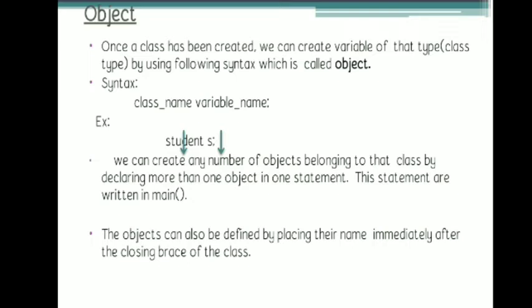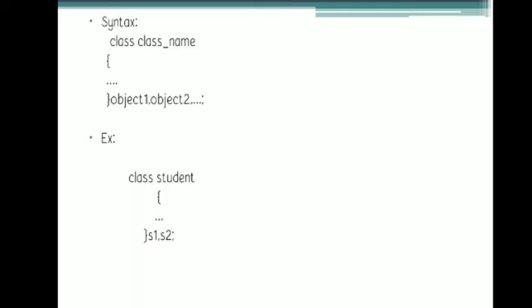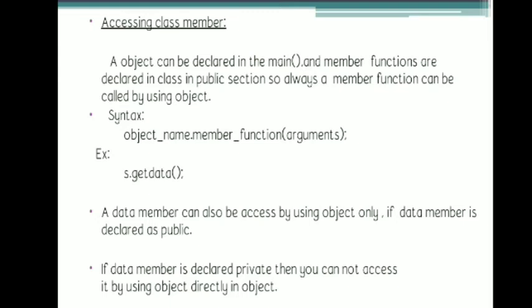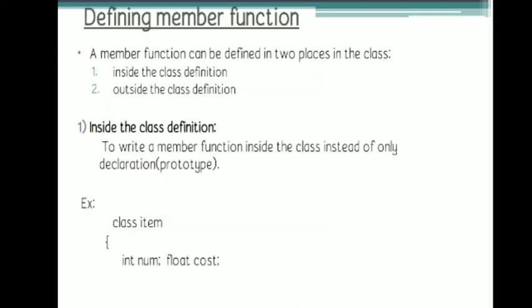This is an example for creating an object, and the syntax as well as the example we are familiar with. After that we have defined how we can access the members of the class using the dot symbol. This is our syntax and this is our example. Only public members can be accessed through the object, private members cannot be accessed.